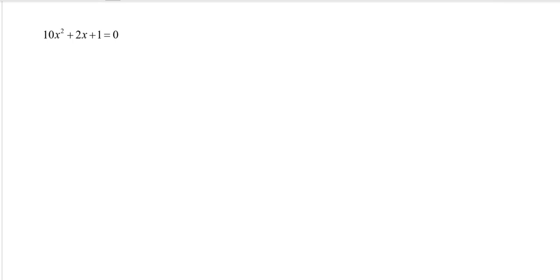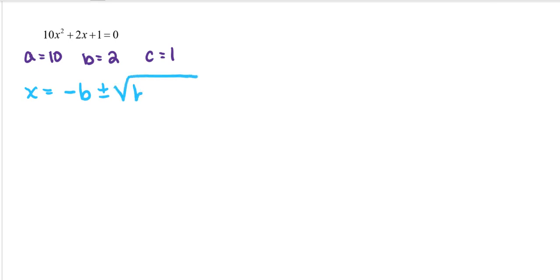All right, so this one is in standard form, so let's go ahead and identify our A, B, and C. A is equal to 10, B is 2, and C is 1. So let's write down the quadratic formula and then plug our numbers in. So x equals negative b plus or minus square root of b squared minus 4ac all over 2a.